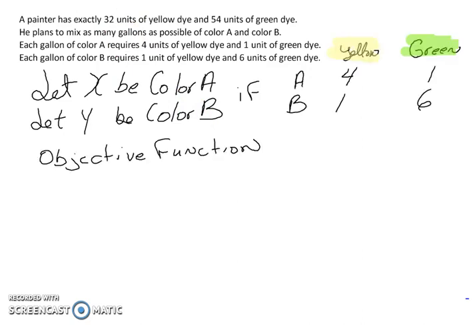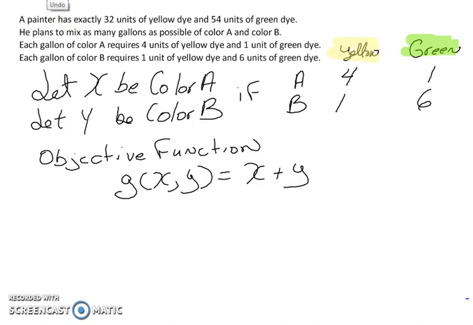My objective function. One of the main problems of these is I have to create objective functions, which are functions for my final solution. In this particular one, my objective is to max out, to make as many color A and color B as possible. So if X is color A and Y is color B, then my objective function is, I use G for gallon, G(X, Y) = X + Y. It's just the sum of the number of color A that he can make plus B. Simple as that.